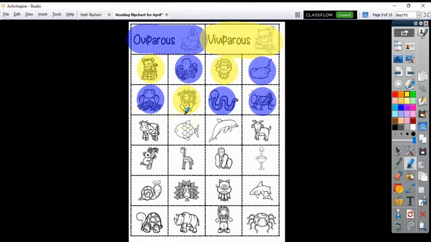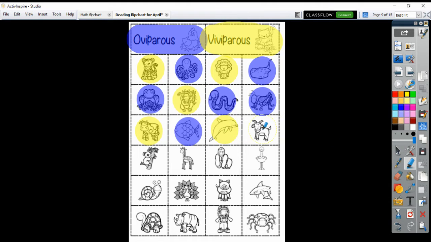Now, cows are not oviparous. They do not lay eggs, so they would be yellow. Fish do lay eggs, so they would be blue, the oviparous. I don't remember in our book or anytime we've been talking about this, dolphins, they are actually viviparous. They do not lay eggs, because we looked through our book and I did not see anywhere where it talks about dolphins. I don't see that. So we're going to consider them viviparous.